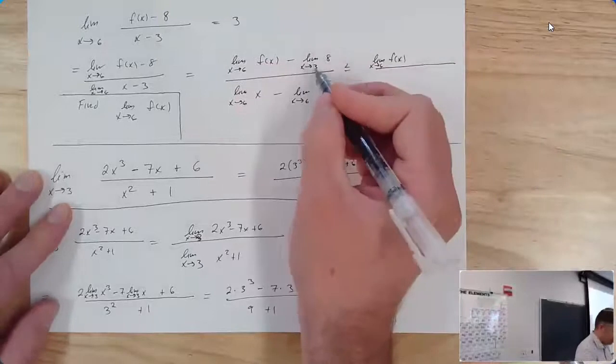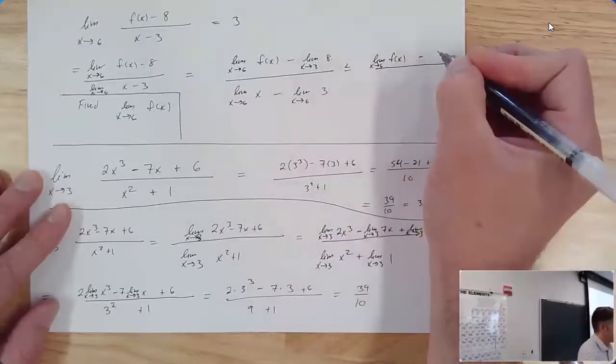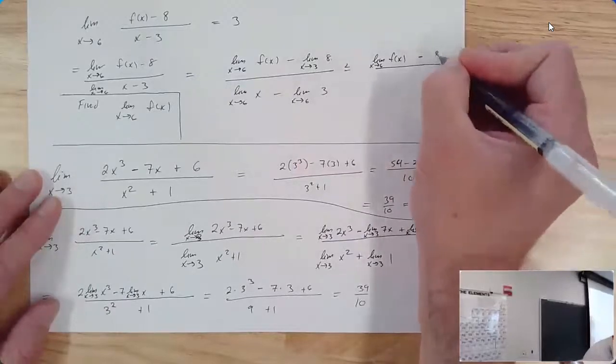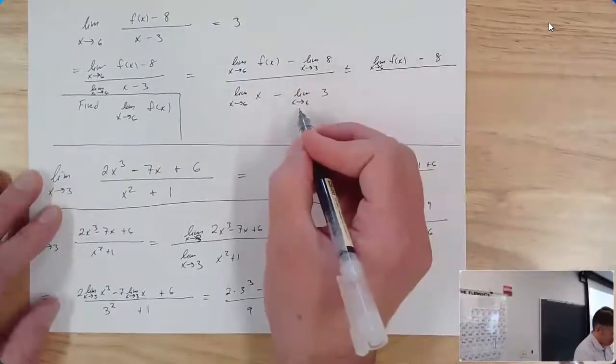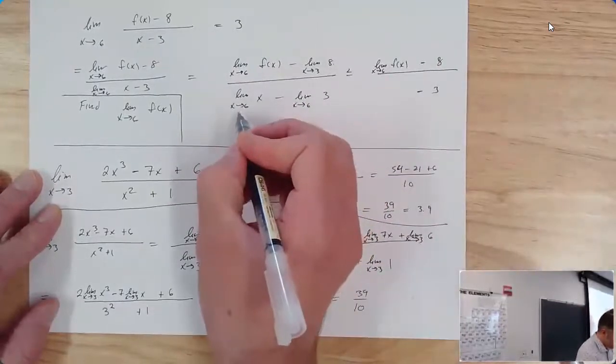What is the limit as x approaches 3 of 8? Everybody? Sure. Okay, all right. What is the limit as x approaches 6 of 3? What is the limit as x approaches 6 of x?